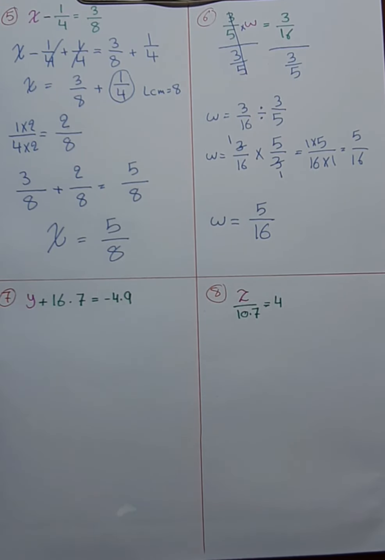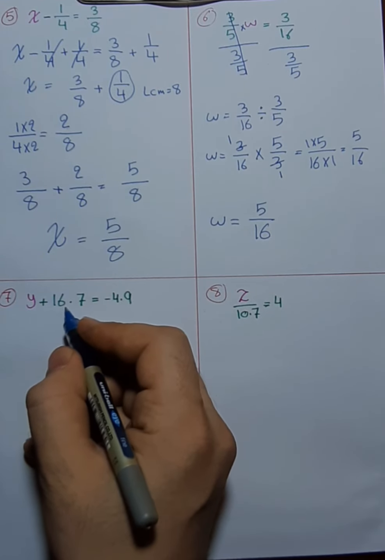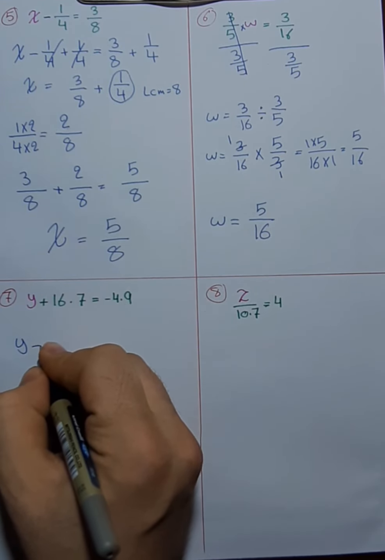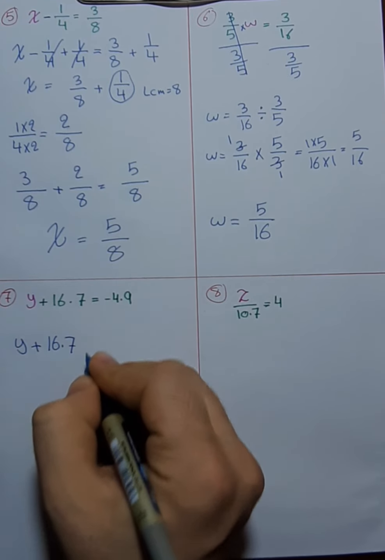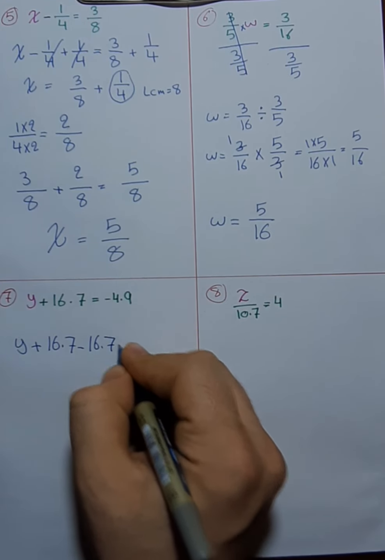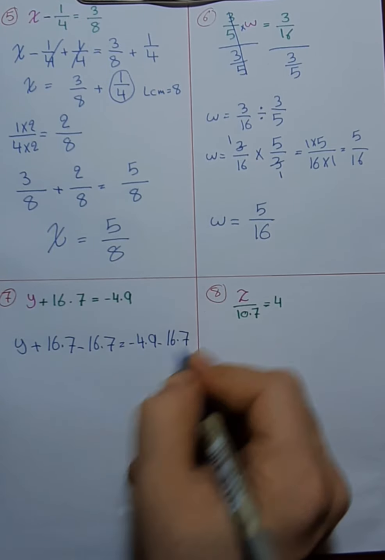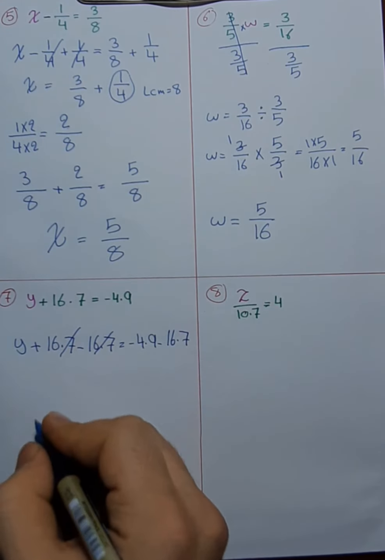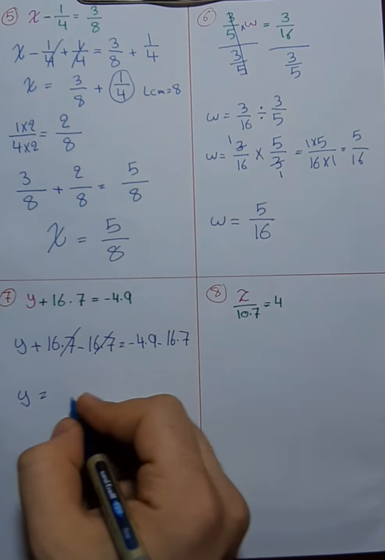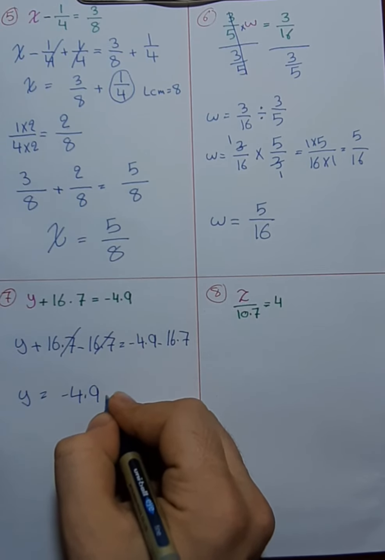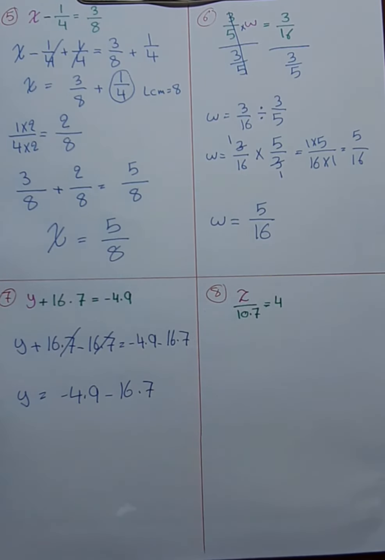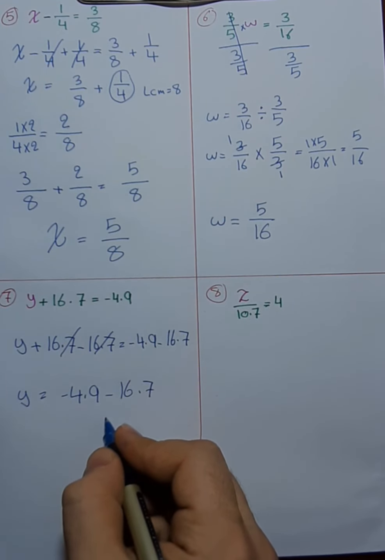Example number 7, you have y plus 16.7 equal to negative 4.9. We have to take the inverse of 16.7. So y plus 16.7 minus 16.7 equal to minus 4.9 minus 16.7. These two numbers reduce. Y equal to minus 4.9 minus 16.7. We have to solve these numbers. Minus times minus equal to plus.